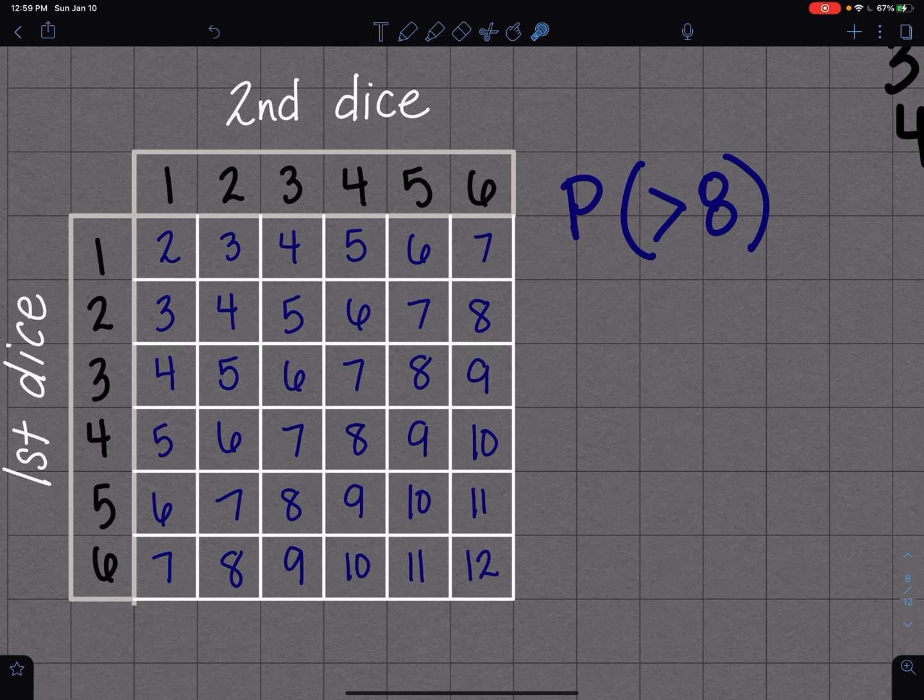So we can see all the ones that are bigger than 8. You've got a 9. All of these basically are greater than 8. Now notice that I'm not including the 8s, because 8 is just equal to 8. 8 is not greater than 8. So let's use the Pope equation.